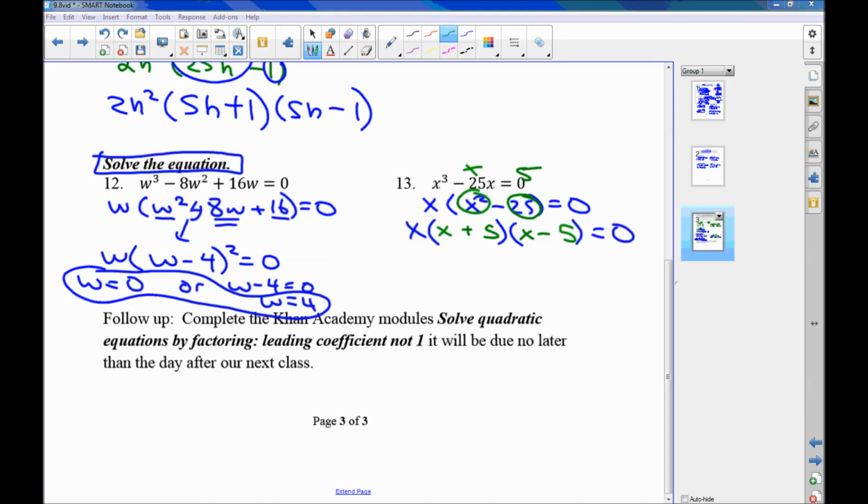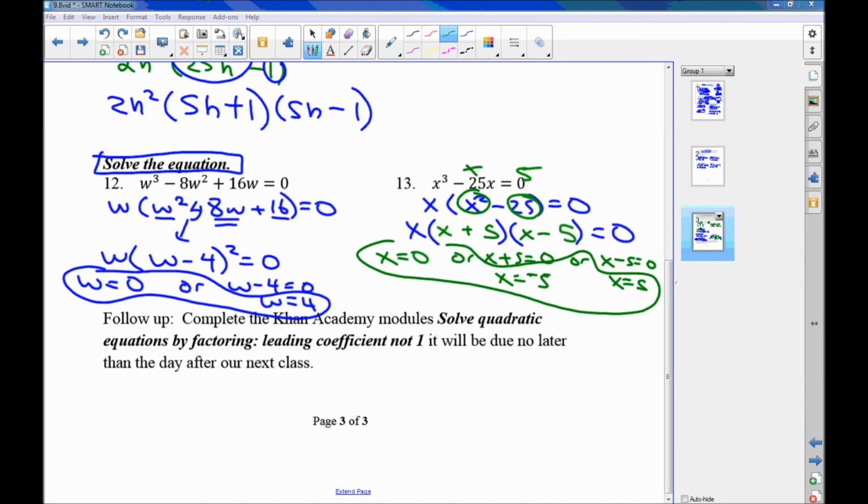Okay, so this is going to split into 3 parts. One answer is going to be 0. The second answer will be negative 5. And our last answer is going to be positive 5. Okay, so we get 3 answers: 0, negative 5, and positive 5.